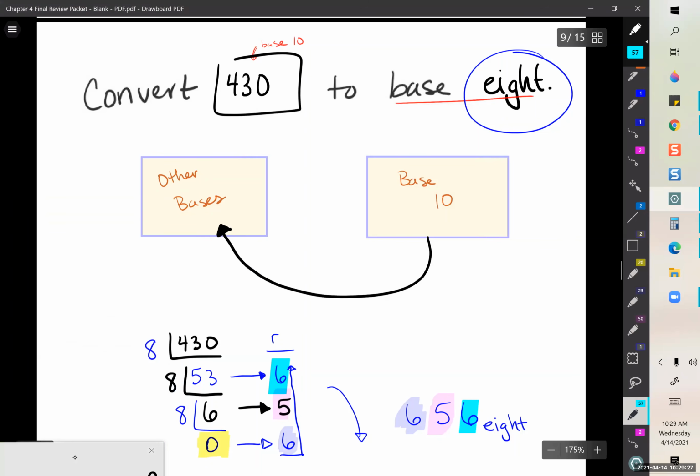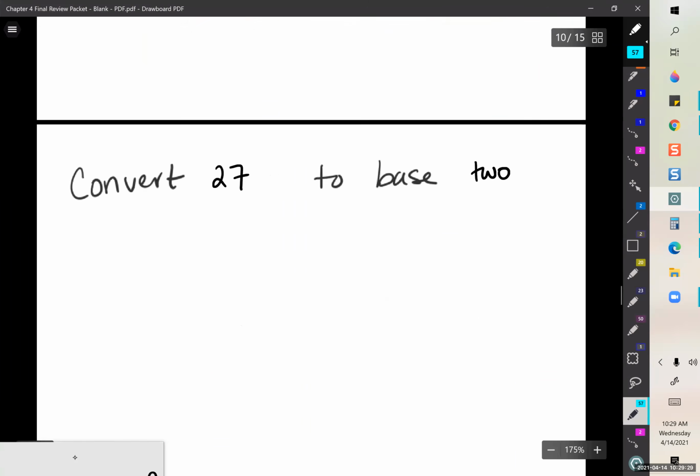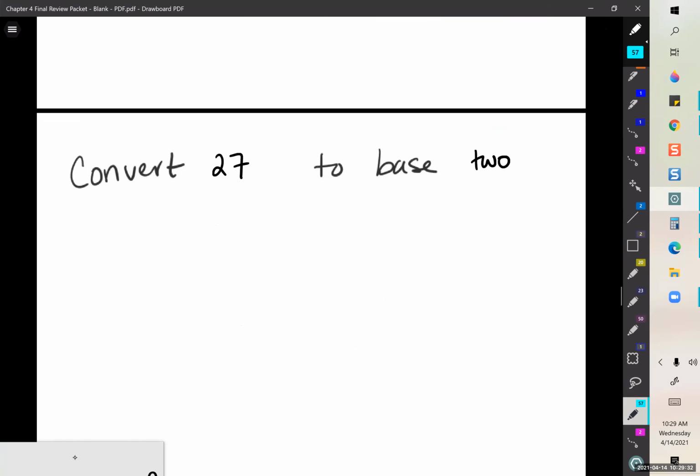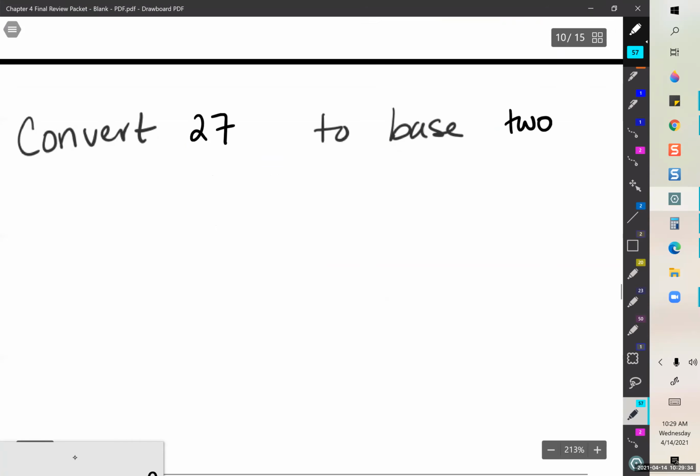Now, if y'all would take a moment to read this problem and think about, okay, within these changing bases, are we going from a base 10 to a different base, which we just did the practice where you do the division, or are we going from another base to base 10, in which case you just write it out and simplify? Give everybody a minute to attempt this one on their own.